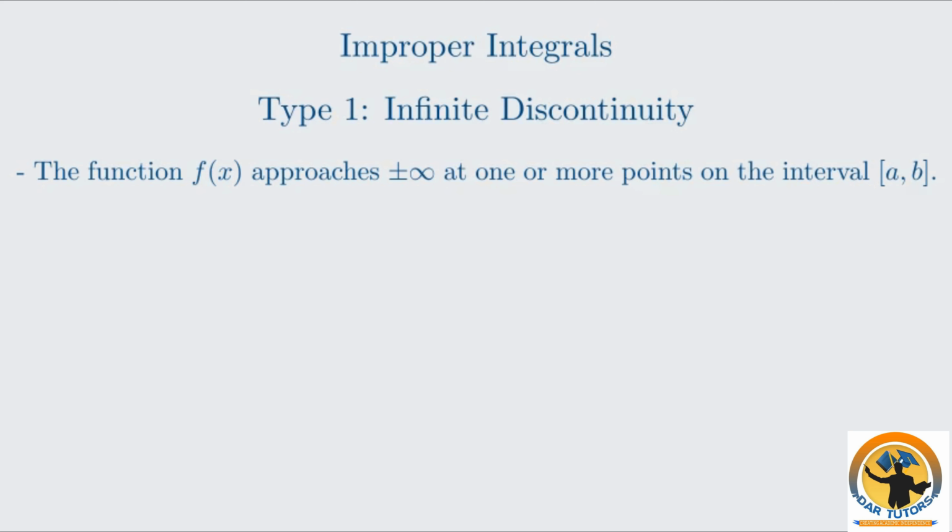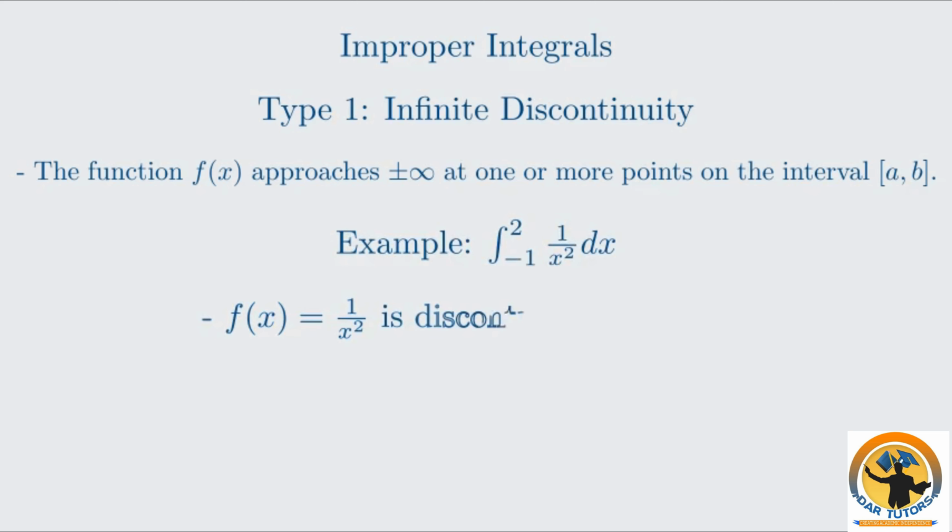For example, consider the integral of 1 over x squared from -1 to 2. The function 1 over x squared is discontinuous at x equals 0, which lies within our interval. As x approaches 0, the function's value approaches infinity. This makes the integral improper.